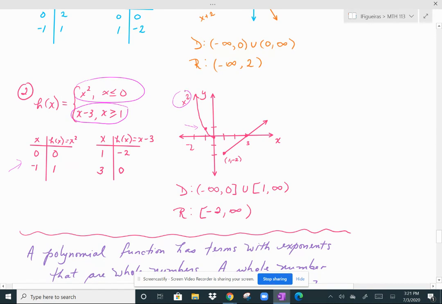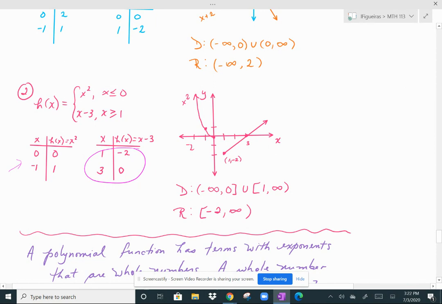And then we need to graph x minus 3. That's a line. We start at 1 because it's greater than or equal to 1, and then pick another number greater than 1, like 2 or 3. I picked 3. So we get these points, (1, -2) and (3, 0). So here's the (1, -2), here's the (3, 0). You connect the 2 points going to the right only because it's greater than or equal to 1. And so there is the graph of your piecewise function.